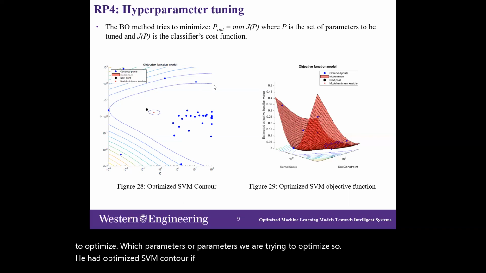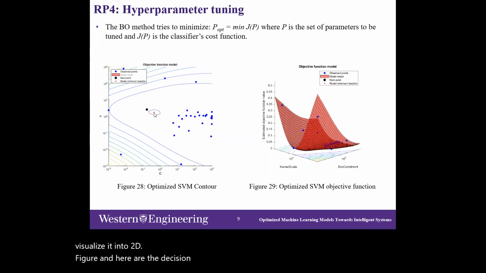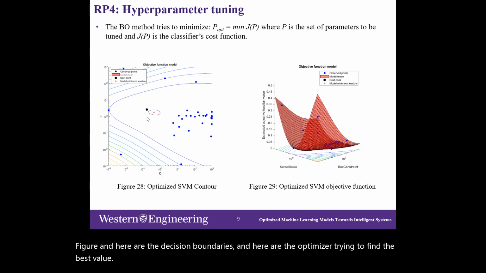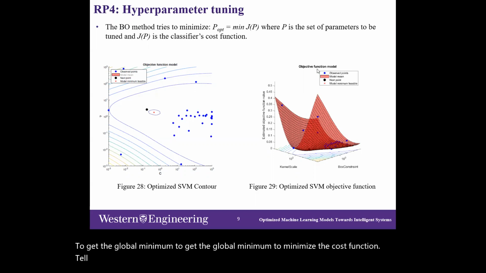If you remember the lesson when Andrew Ng started talking about decision boundary, these are my data points in the data set. I'm trying to visualize it in a 2D figure. And here are the decision boundaries. And here is the optimizer trying to find the best value to get the global minimum, to minimize the cost function till convergence. So here, the objective function model, this is our objective function. Here we are showing it using the contours, which are the decision boundaries.